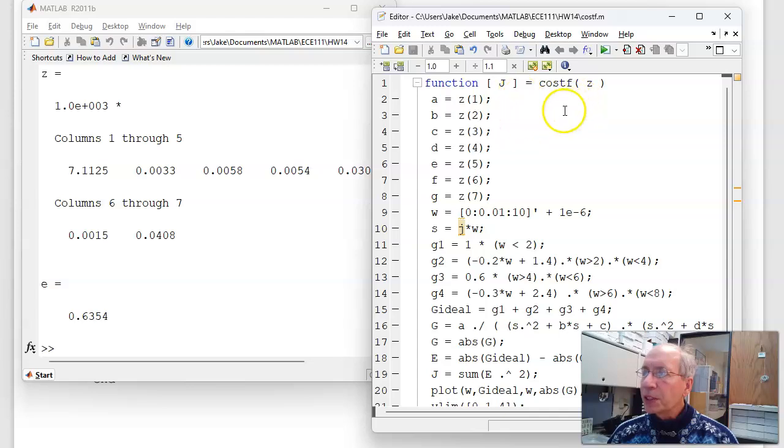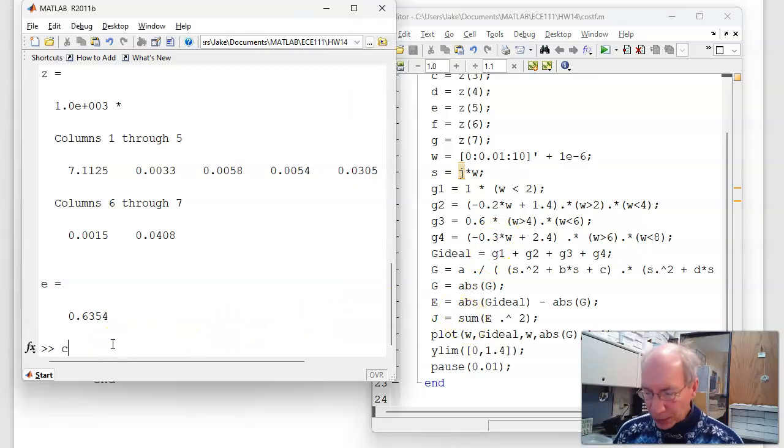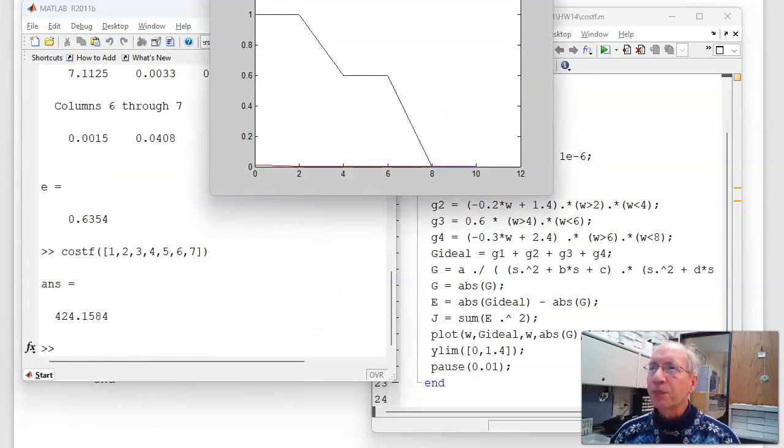So I created that function called costf. I'm going to pass 7 parameters. It's going to calculate the gain and return the sum squared difference. Now let's try that. So costf, and let's try filter 1, 2, 3, 4, 5, 6, 7. How good is that filter?